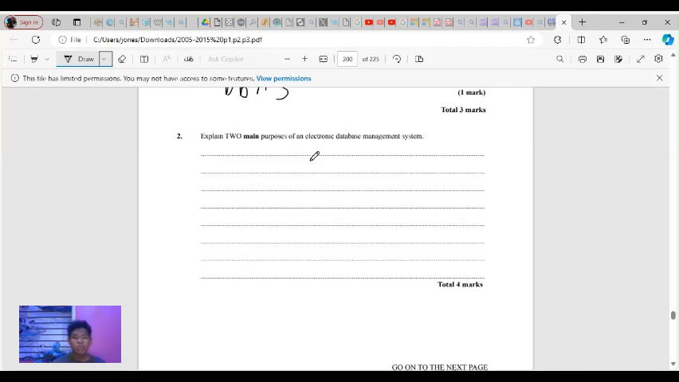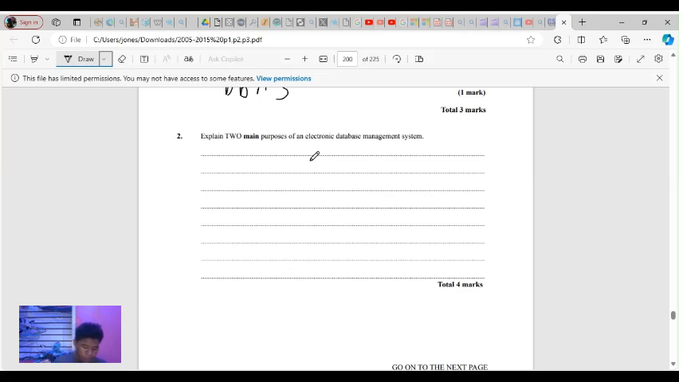Explain two main purposes of an electronic database system. So I'll not go into that explicitly because I can't write it out. But what I will do is read this scenario here. It says: explain two purposes of an electronic database management system, right?